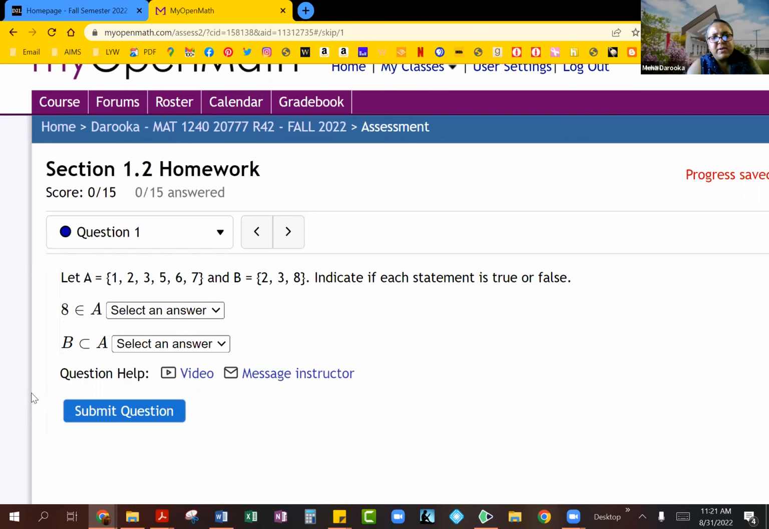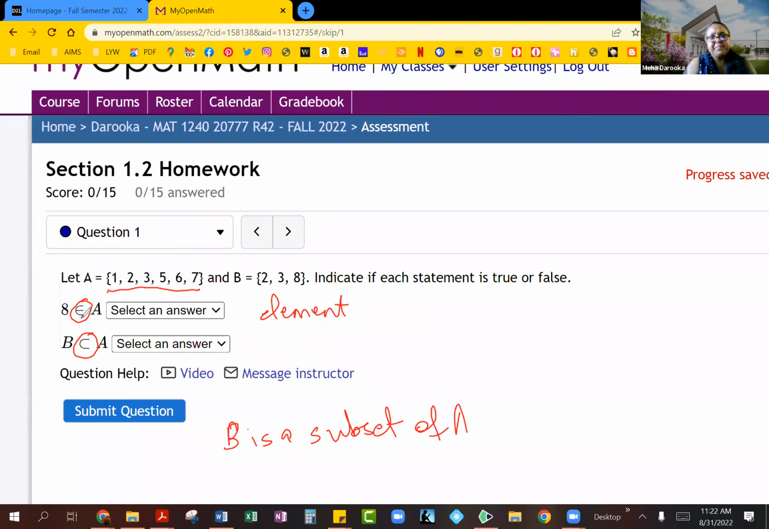So this is kind of what Terry was talking about, was what does this symbol mean? This symbol over here is where they're talking about B is a subset of A. And then remember, we did talk about this symbol where we talk about it is an element of. So in this first example, they're asking you if 8 is an element of set A, and obviously you can see in set A, there is no number 8. So obviously that wouldn't be an element.